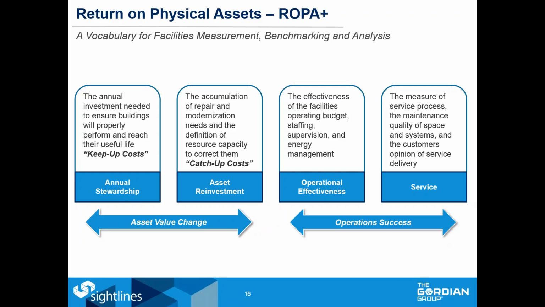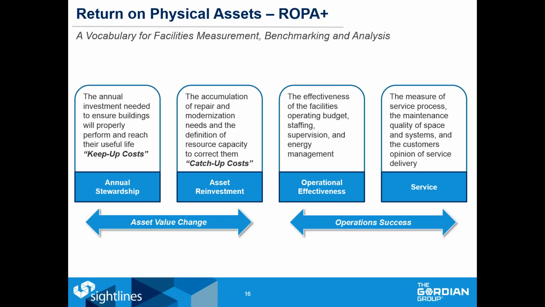Annual stewardship is really defining the need to keep up with the campus on an annual basis. It's planned maintenance, it's renewal, it's cycle maintenance, it's life cycle cost. It's everything that you do to make sure that a facility or an asset reaches the end of its useful life. It's analogous to the oil changes in your car.